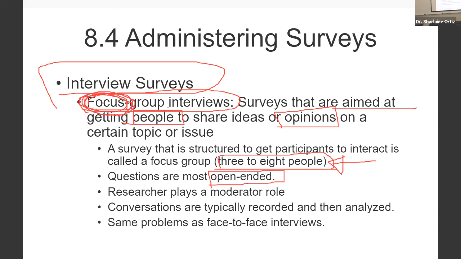Interestingly, in a focus group interview, your role more than an examiner is really that of a moderator. You're trying to find out what these true in-depth opinions are. That's why they're open-ended. So here you serve more as a moderator.